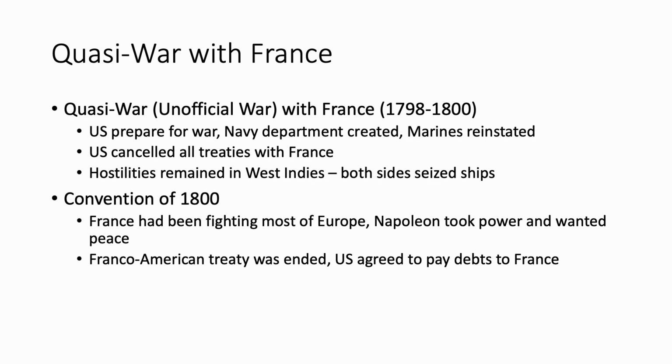The Convention of 1800: France had been fighting most of Europe. Napoleon had taken power. He wanted peace. He didn't want to deal with the Americas. It was not what he wanted. So the Franco-American Treaty was ended. The US agreed to pay all their debts to France, and it basically left us just, we're not enemies.